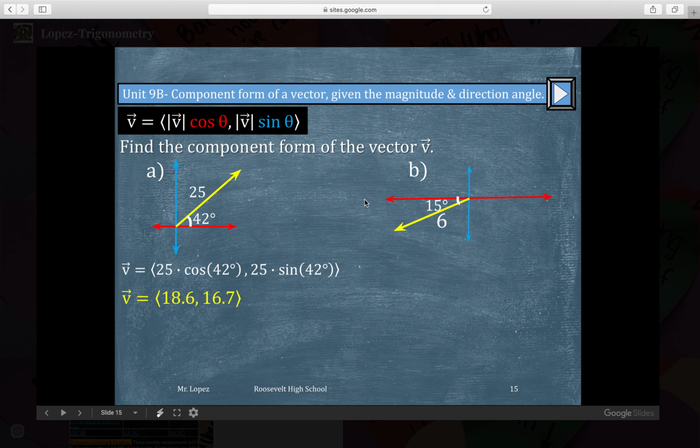So the x component would be 6 times cosine 185, and the y component would be 6 times sine of 185. Get a calculator, plug it in, and you'll find the components to be negative 5.8 on the x and negative 1.6 on the y.